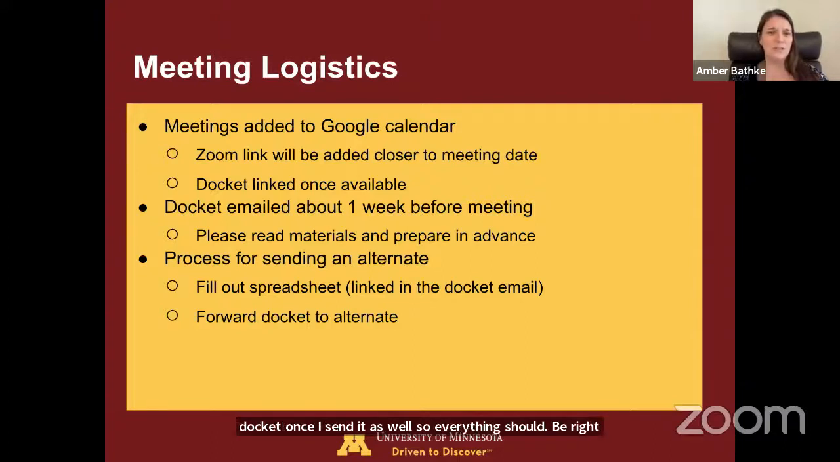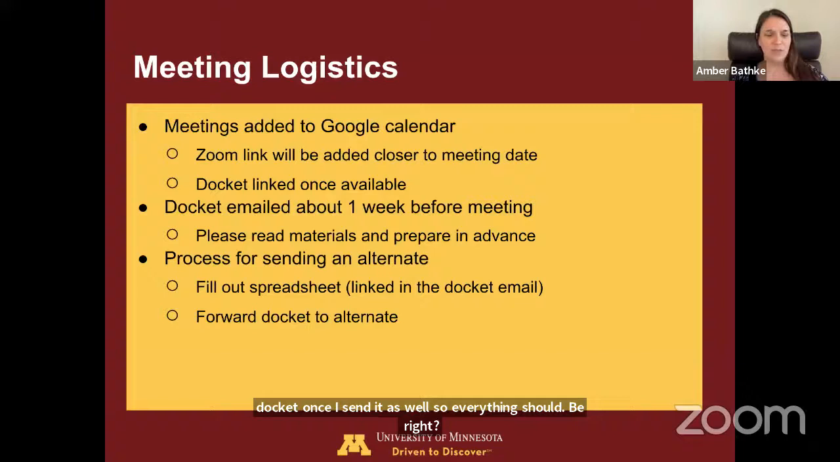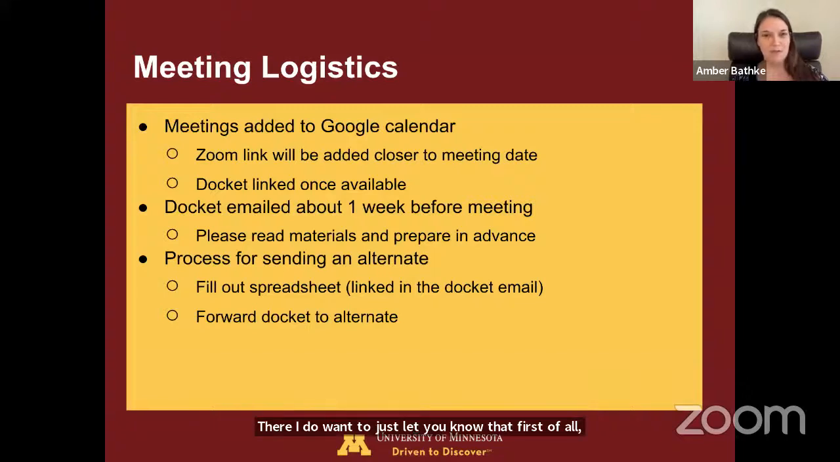I do want to let you know that, first of all, I don't add the Zoom link right away. So if you look at maybe the November meeting, I don't think it's there yet. Second of all, sometimes there are problems with System Campus email addresses with the Google Calendar invite. So especially if you're on a System Campus, check to make sure that those meetings are on your calendar and let me know if you're having any issues.